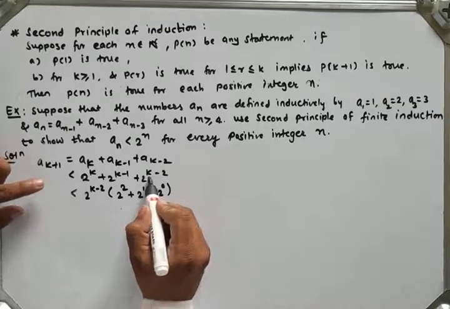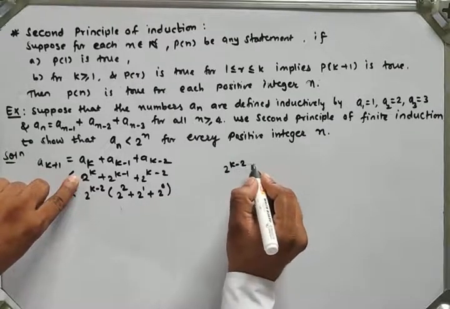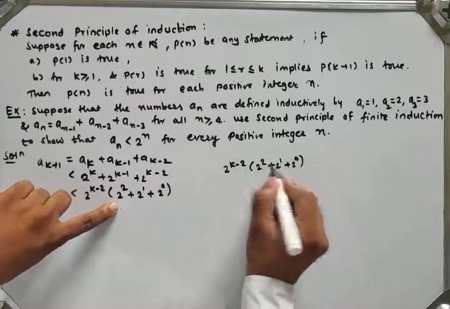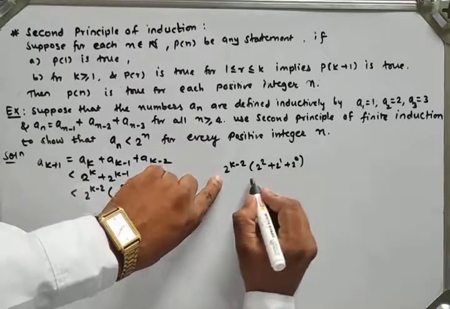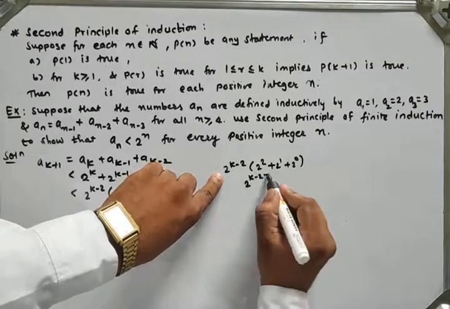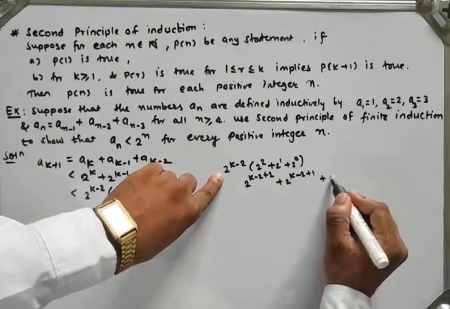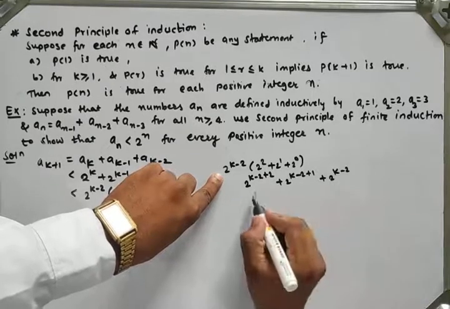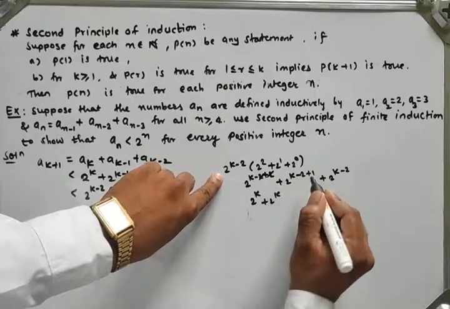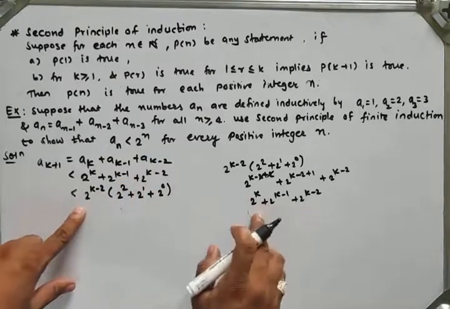Because here I have taken 2^(k-2) outside, that is if I take 2^(k-2), then here I get 2^2 plus 2^1 plus 2^0, because if I multiply in that equation, then 2^(k-2), and here is addition of indices, so 2^(k-2+2), plus 2^(k-2+1), plus 2^(k-2+0), right? So I get 2^k plus 2^(k-1) plus 2^(k-2), so this equation, right?